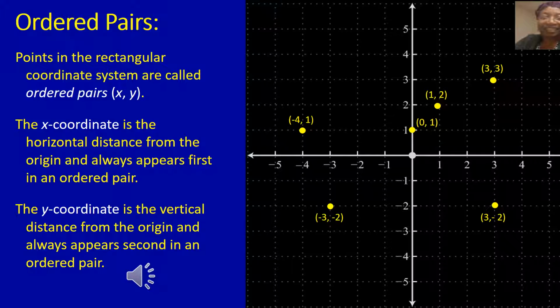Ordered pairs. Points in the rectangular coordinate system are called ordered pairs. The x-coordinate is the horizontal distance from the origin and always appears first in an ordered pair. The y-coordinate is the vertical distance from the origin and always appears second in an ordered pair.